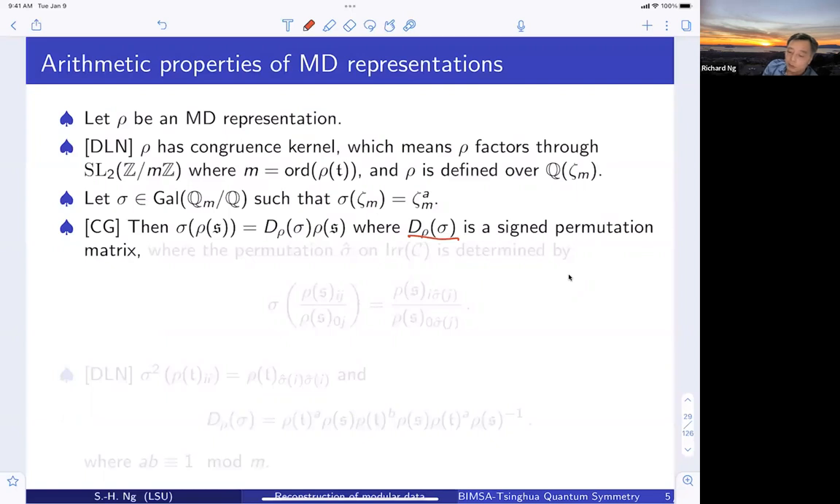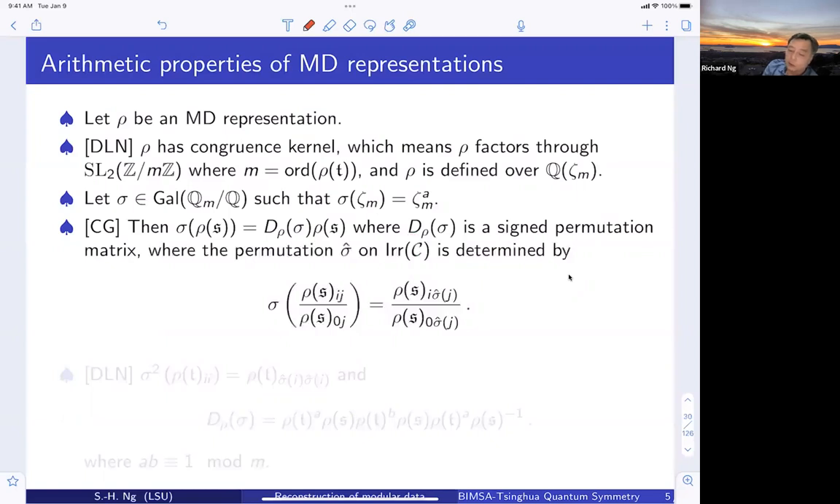This permutation is given by the permutation that you saw before, but you can also realize it by the representation. The same representation that you saw before, using the modular data S to obtain it, but you can also get it from the representation for the image of S.